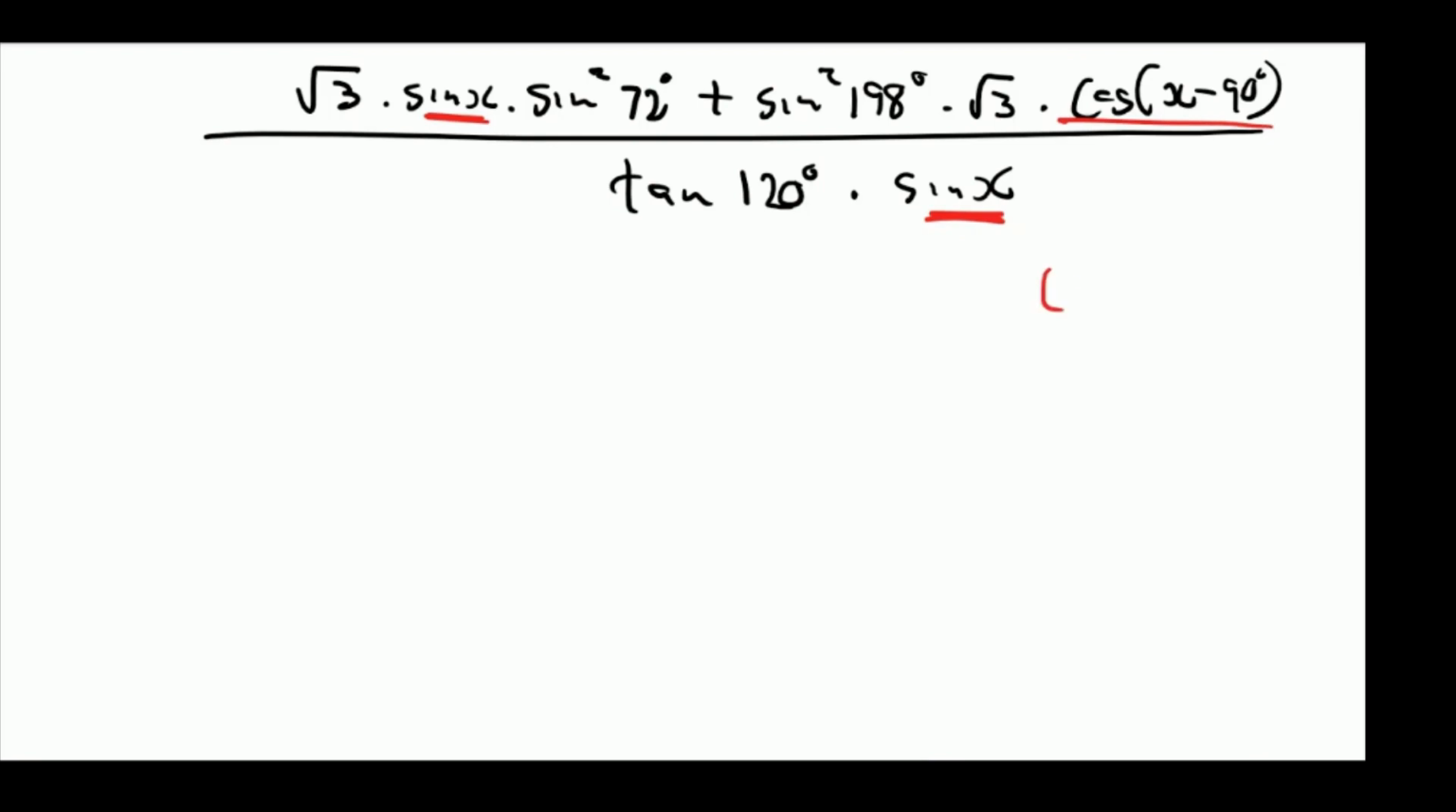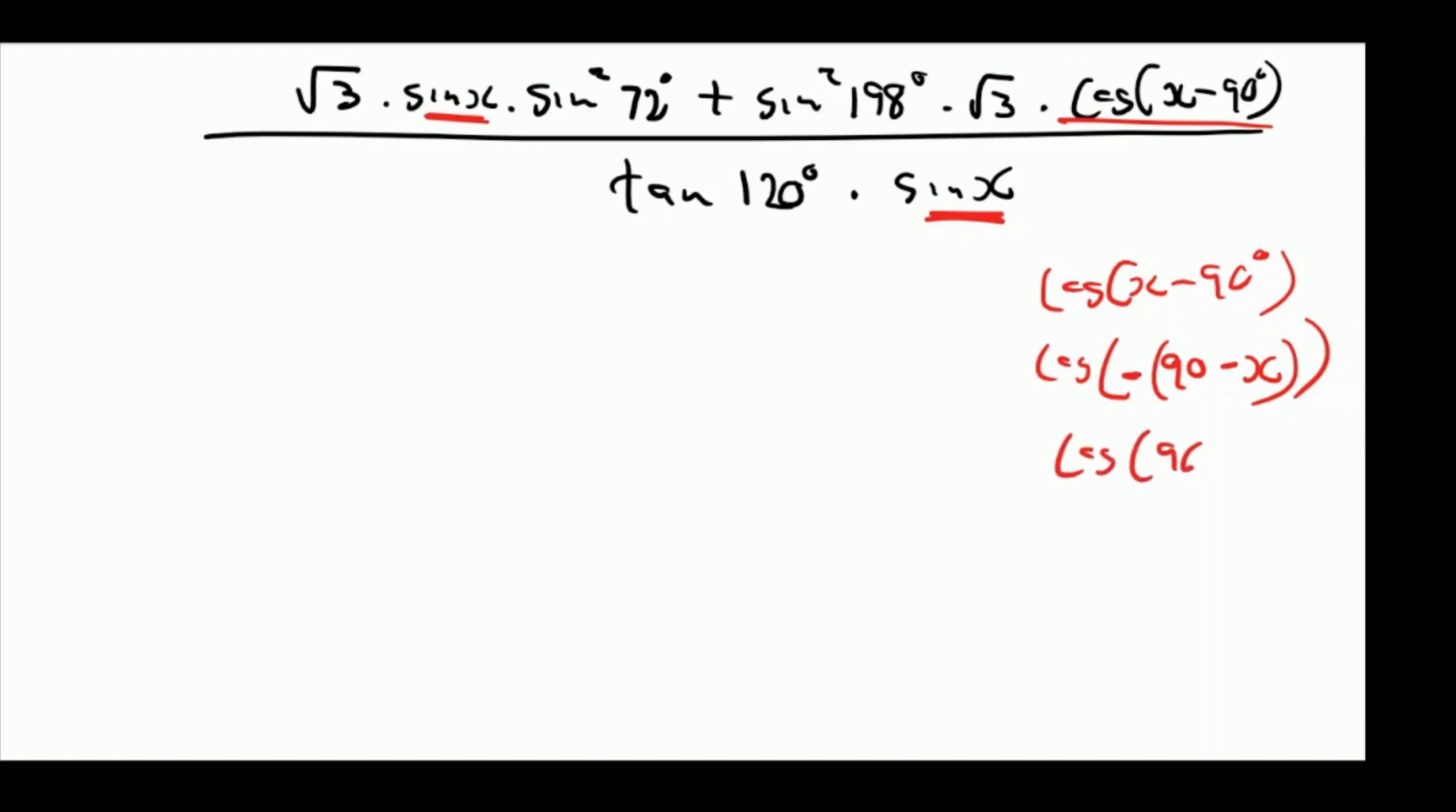What do I mean by that? Cos of x minus 90 degrees, we want to write it as 90 minus x, right? Which means we have to put a negative here, right? So we know a cos of a negative is actually positive, right? So we'll simply have cos of 90 degrees minus x, and because it's cos of 90, it's going to change to sine, and it's in the first quadrant. It's 90 minus x, so it's going to be sine of x. So this expression here is just going to change into sine of x.